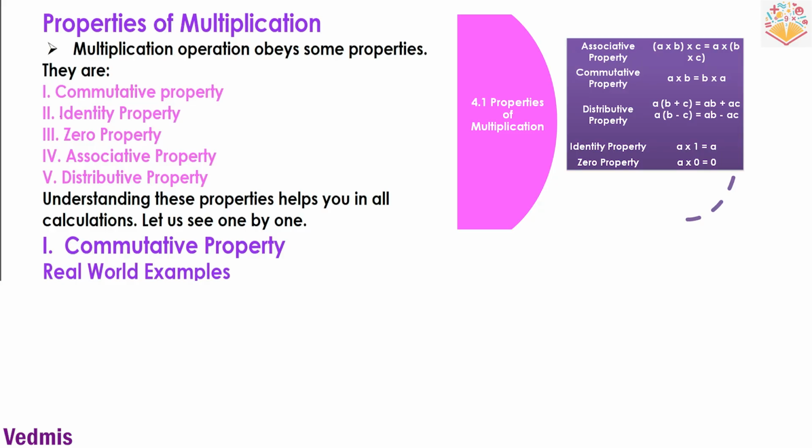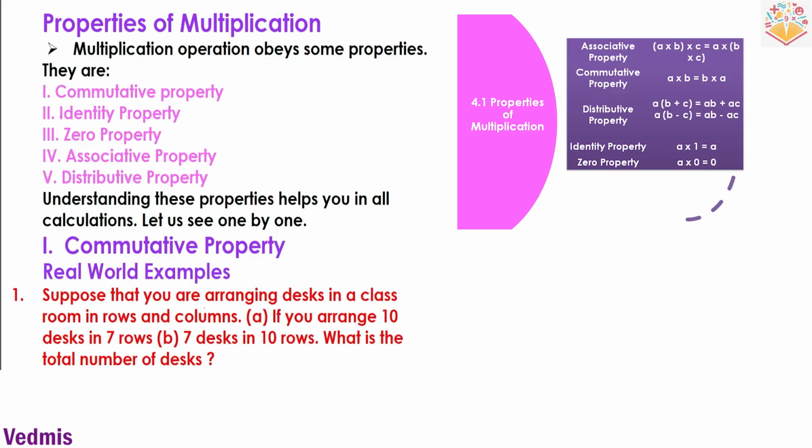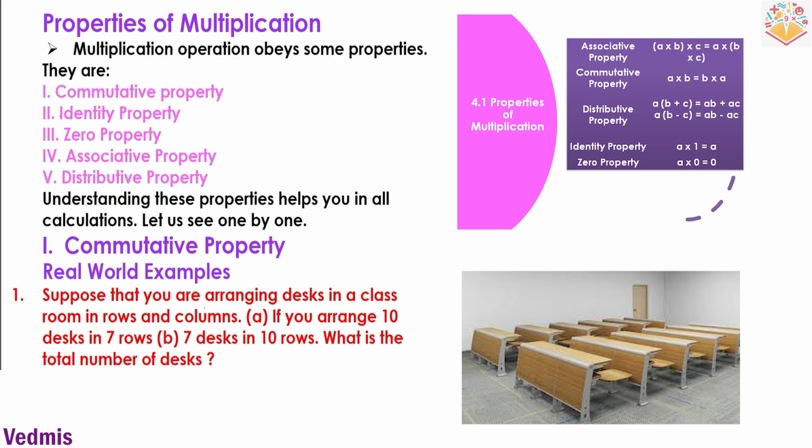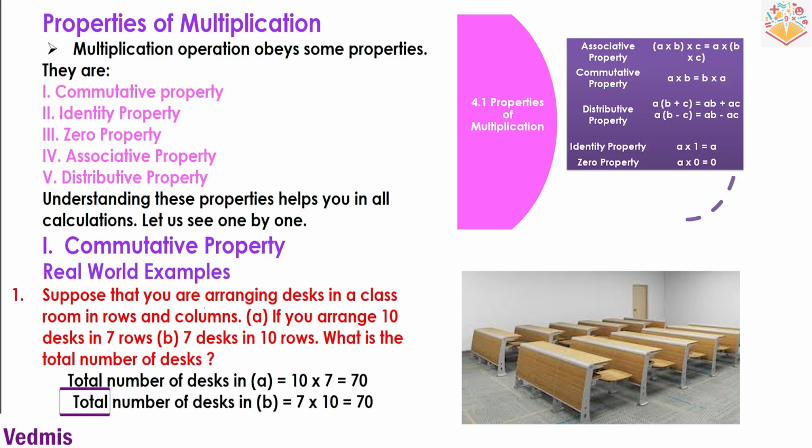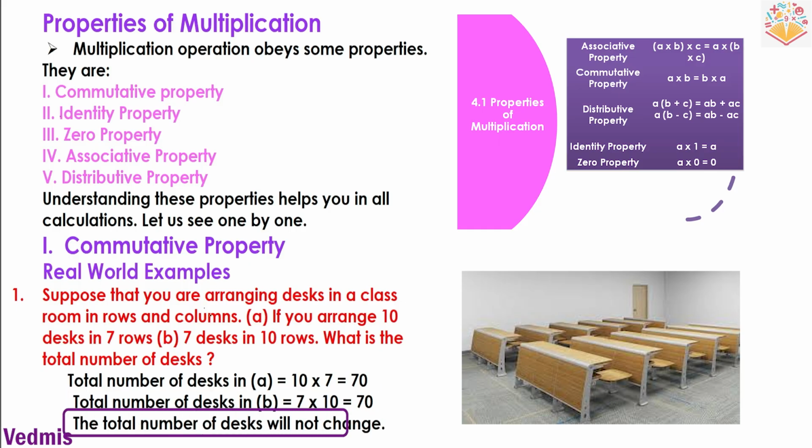Commutative property. As usual, we'll see some real world examples. Suppose that you are arranging desks in a classroom in rows and columns. One arrangement A, if you arrange 10 desks in 7 rows, B, 7 desks in 10 rows, what is the total number of desks? Total number of desks in A case is 10 into 7 is 70. Total number of desks in B case is 7 desks, 10 rows gives you 70 as well. The total number of desks will not change.